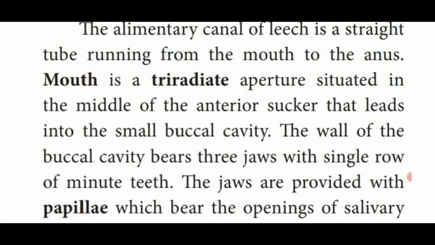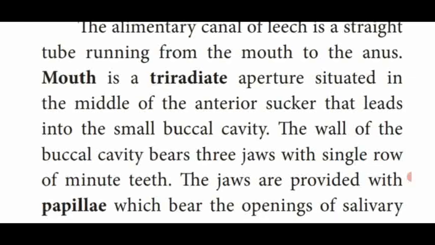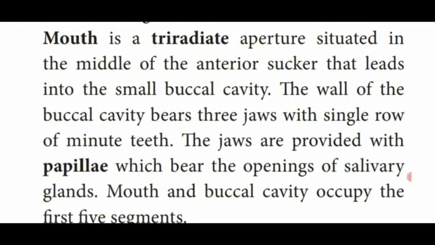So what is the shape of the mouth? Triradiate shape. That means aperture or opening. Where is it located? It is located in the anterior sucker.